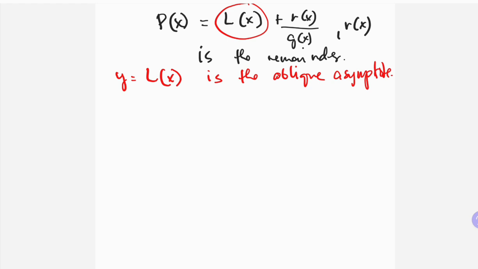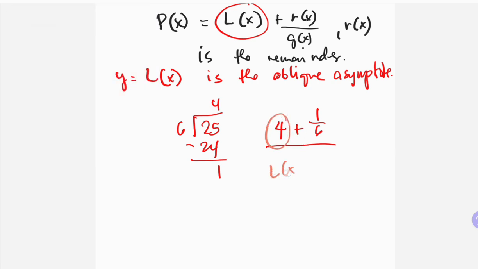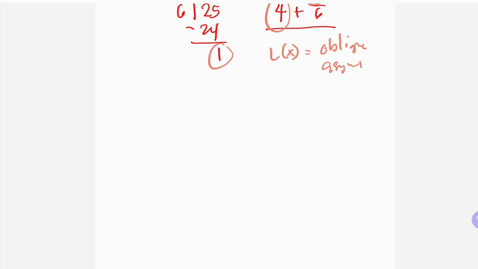Remember in division, for example, say 25 divided by 6. Of course this will be 4, and we will have 24 here. Subtracting, this will be 1, and so our answer in mixed number form will be 4, that's the quotient, plus 1 over 6. In this example, this is our L of x, and in polynomial division this is going to be our oblique asymptote. And this one here is of course our remainder, which in the notation above is equivalent to our r of x.